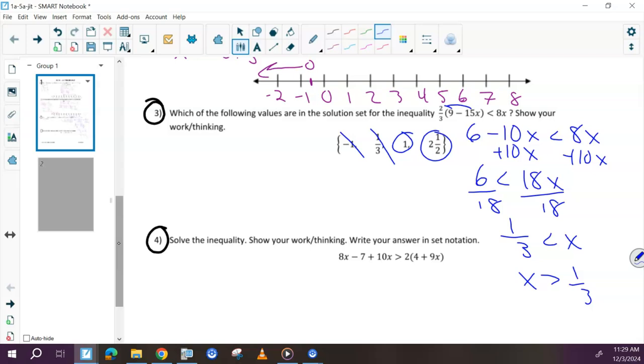I could have looked at Desmos, put this in, and put those numbers in, and looked at, are they in the greater than area, or less than? I could have also taken those numbers and put them in for x and see if it proved to be true or not. Questions on that one?